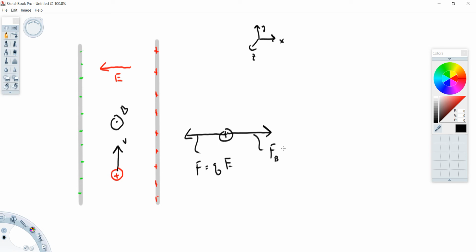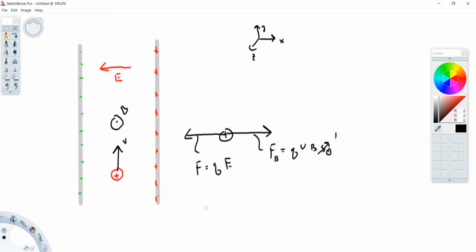Now, the magnetic force is equal to QVB sine of the angle between the V and the B. In this orientation, this would generally be a right angle type of problem, so the sine is going to be 1. So write an equation that sets the net force equal to 0, and that will allow you to find the electric field fairly easily. Once you find the electric field, that's the answer to part A.